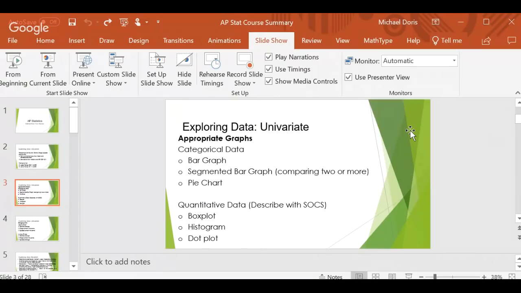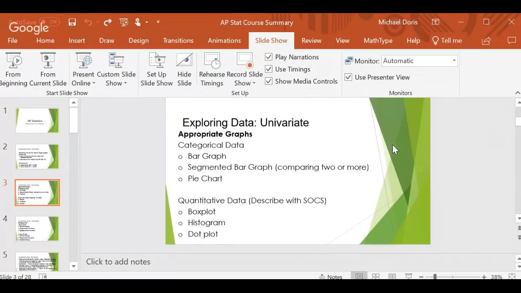You're not going to have to make a pie chart. There might be a pie chart. So really, bar graphs are what you might have to make for categorical data, segmented bar graphs. Quantitative data, you should be prepared to make box plots, histograms, dot plots, stem plots, and also interpret them.